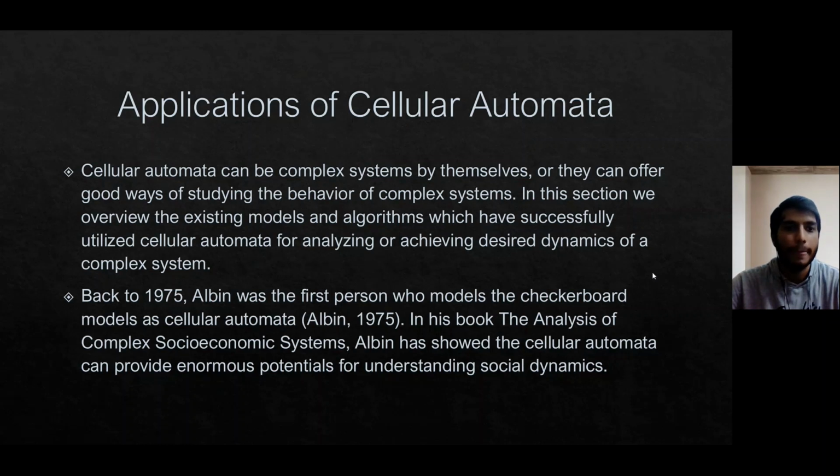Applications of cellular automata. Cellular automata can be complex systems by themselves, or they can offer good ways of studying the behavior of complex systems. In this section, we overview the existing models and algorithms which have successfully utilized cellular automata for analyzing or achieving desired dynamics of a complex system. Back in 1975, Albin was the first person who modeled checkerboards as cellular automata. In his book, The Analysis of Complex Socio-Economic Systems, Albin has shown that cellular automata can provide enormous potential for understanding social dynamics.